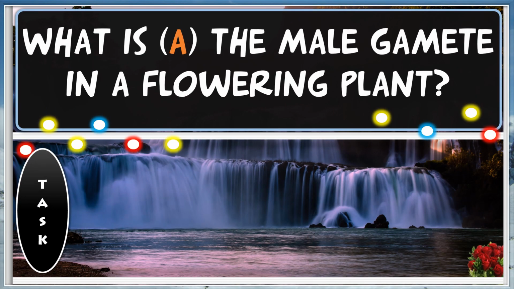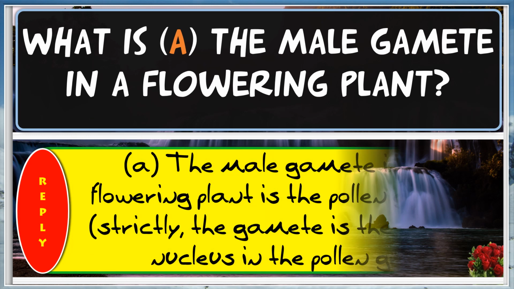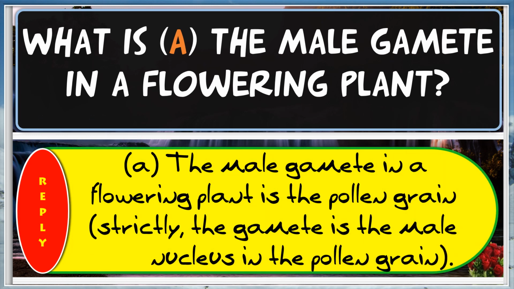What is part A? The male gamete in a flowering plant. Part A, the male gamete in a flowering plant is the pollen grain. Strictly, the gamete is the male nucleus in the pollen grain.